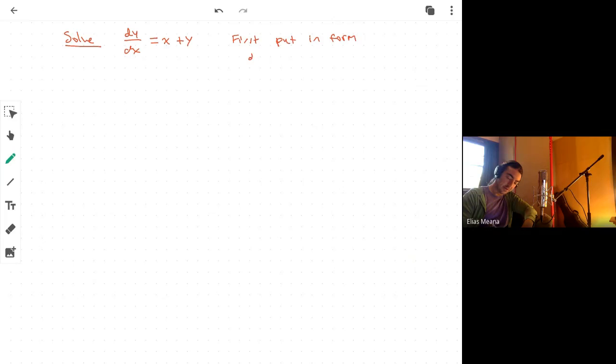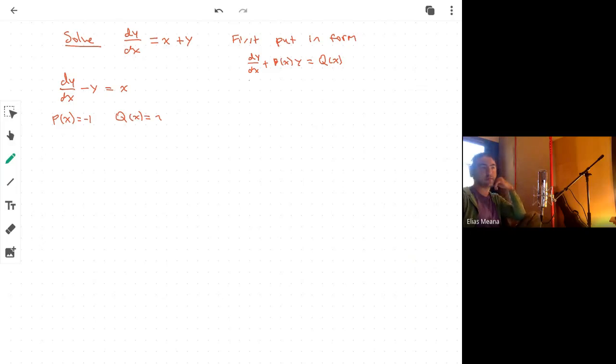We need to put it in the form dy/dx plus p of x times y equals q of x. So to do that, it's really easy. We just subtract y from both sides, right? So that's just going to be dy/dx minus y equals x, right? And so we have a p of x that's just minus 1, and a q of x that's just regular old x. Everybody okay with that so far?